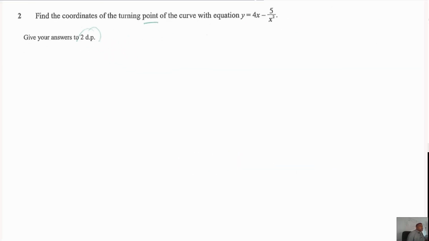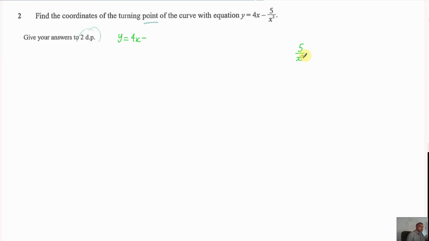Okay, so question 2 says find the coordinates of the turning point of the curve with equation y equals 4x minus 5 over x squared. Now there's a few things we need to take into account here, but we're going to start off by rearranging this equation. I say rearrange it, just rewrite it in index form, because 5 over x squared, when we differentiate, is not very helpful. Just a quick recap there.